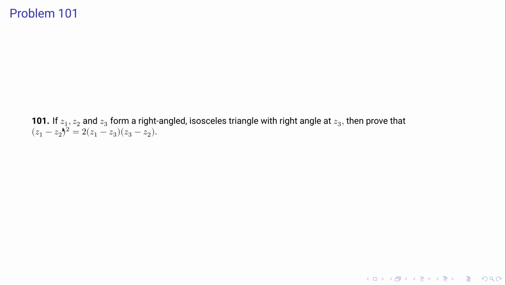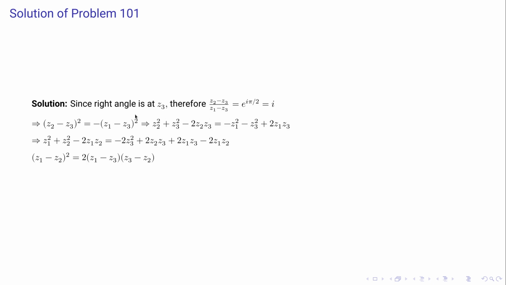Problem 101 says that if Z1, Z2 and Z3 form a right angle isosceles triangle with right angle at Z3, then prove that (Z1 minus Z2) whole square is equal to 2 (Z1 minus Z3) into (Z3 minus Z2). Since the right angle is at Z3, the sides Z2 minus Z3 and Z1 minus Z3 will make an angle of pi by 2, that is, the ratio will be equal to e^(i pi by 2), which is equal to i. So you take Z1 minus Z3 and multiply with i and square that.